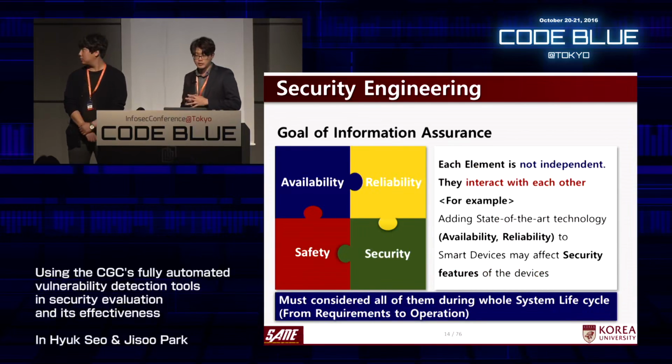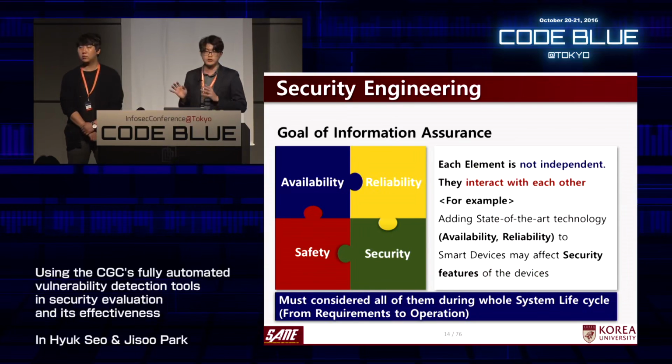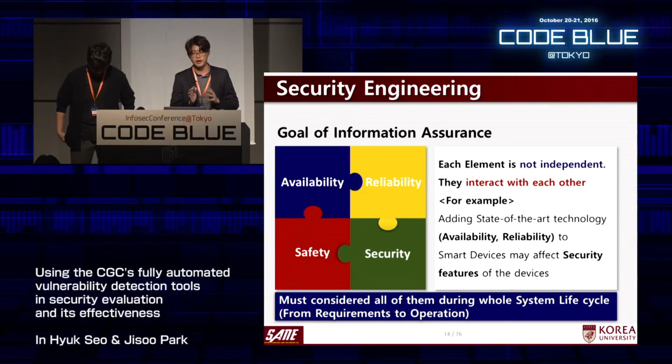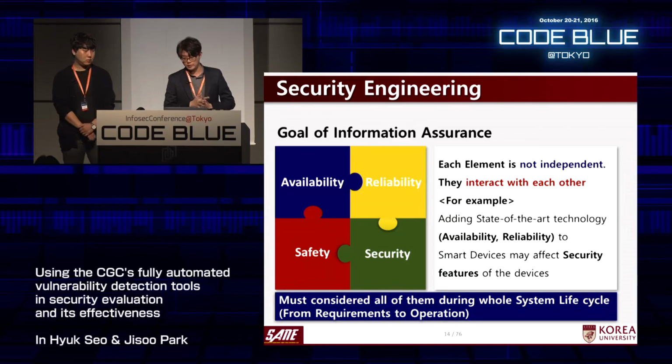The four elements of dependability I mentioned before are not independent of each other. They interact with each other closely and in complicated ways. For example, adding state-of-the-art technology into smart devices may affect the security features of the devices. So we must consider all four elements during the whole system lifecycle.